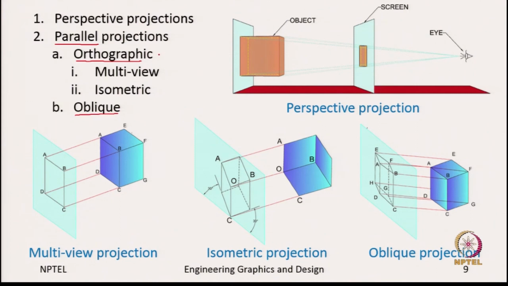Here orthographic refers to the angle between the projectors and the projection plane. When it is 90 degrees we call them orthographic. We have 2 which meet these criteria, both the multi-view as well as the isometric; both are orthographic because the projectors are making an angle of 90 with the projection plane. And in oblique, as we have looked at, these projectors make an angle other than 90 degrees.